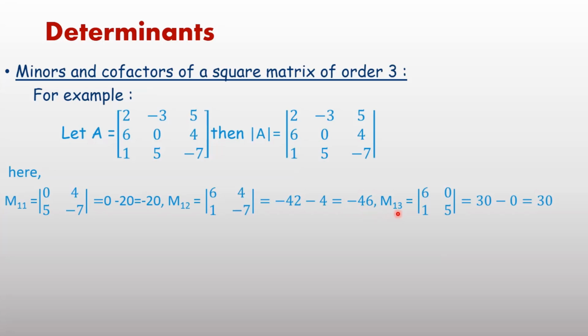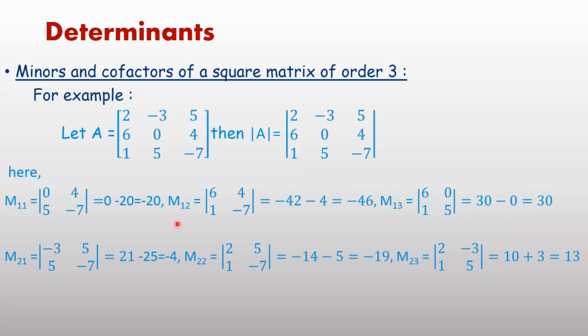M13. First row third column. Delete them, what remains? These 4 elements: 6 0 1 5. 6 into 5 minus 1 into 0 equal to 30. Then next.